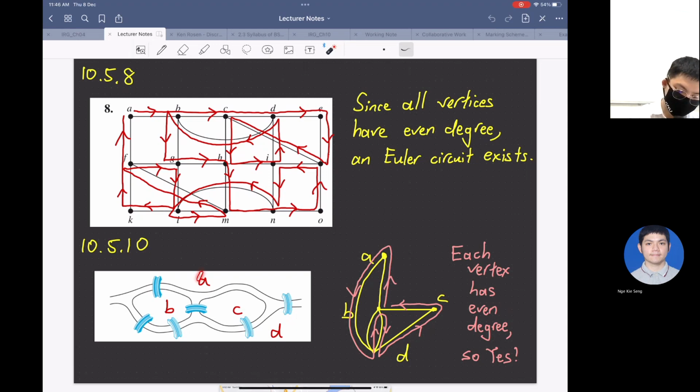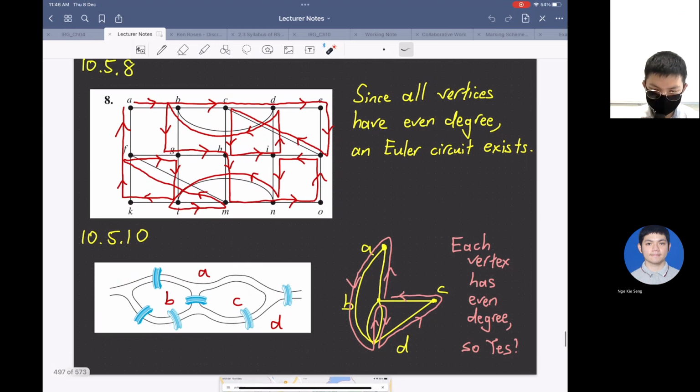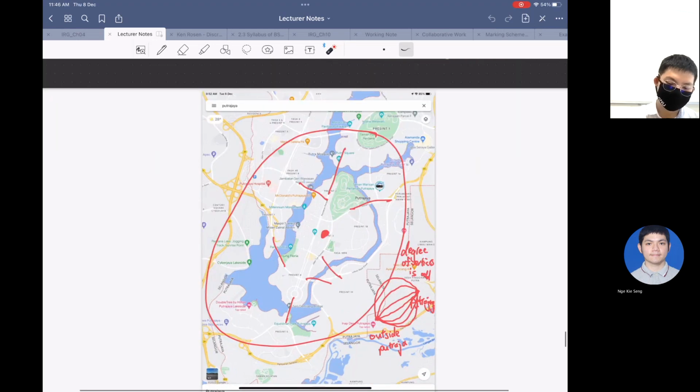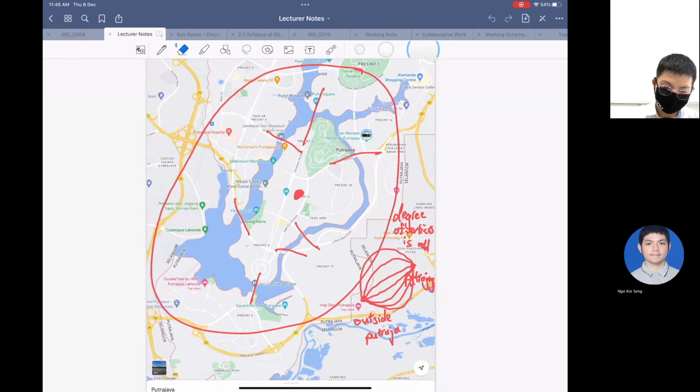Any problem with shrinking this blend into a point? No. As long as they are connected, it can be shrunk to a point. Okay. And then I come across this 7 bridges problem here.